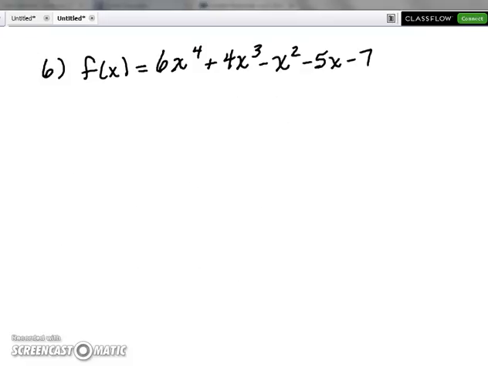So see if you can try number 6 right quick. You can pause it and see what you can do with that, and then come back and I'll show you the solution to it.